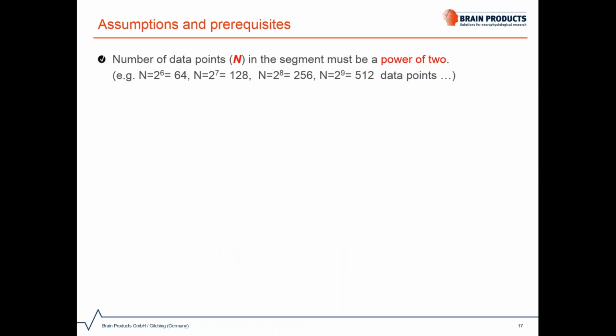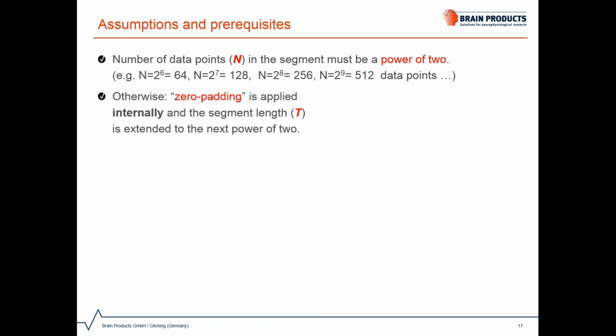Moving on to the prerequisites, the FFT algorithm requires that the number of data points within a segment has to be a power of 2, and it is necessary for the efficiency of the computation. These are some examples showing data points with a power of 2. Please note that these are not meant to be a recommended segment size, but just used to illustrate the definition of power of 2. Now, you might already be asking, what will happen if I don't have a segment that is a power of 2?